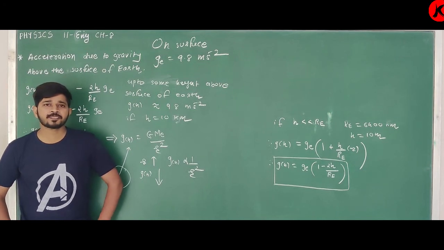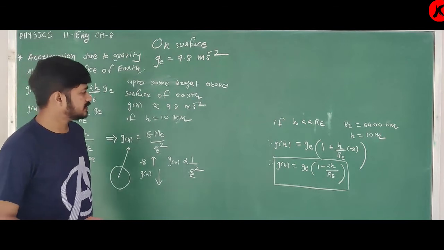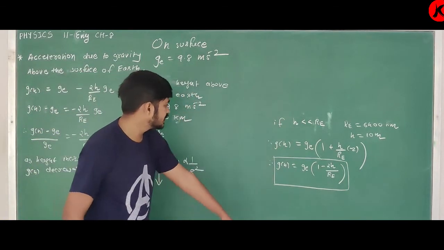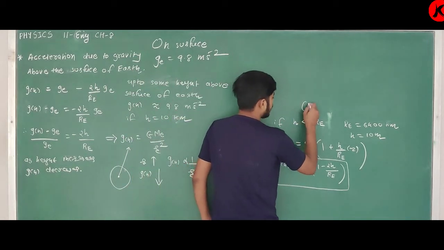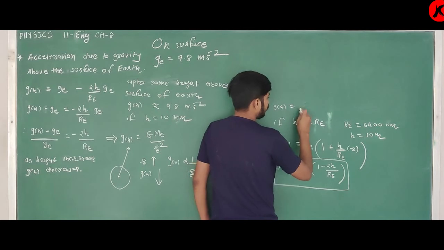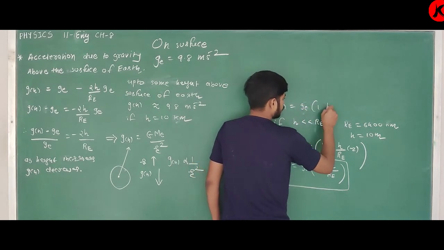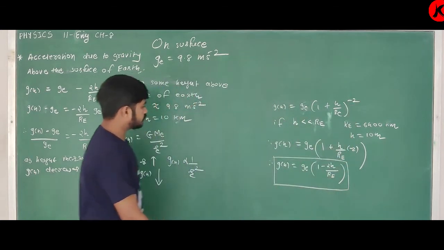Clear? Okay. Now, I will explain this. See, how to write the statement directly? Here it was g_h is equal to g into (1 plus h upon R) raised to minus 1. It was a statement. Okay.